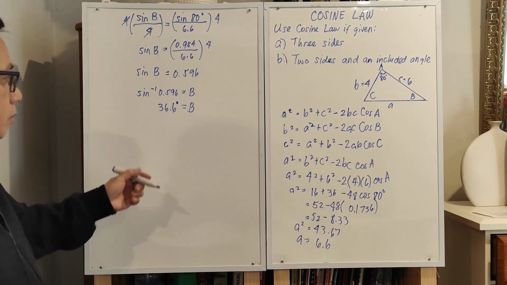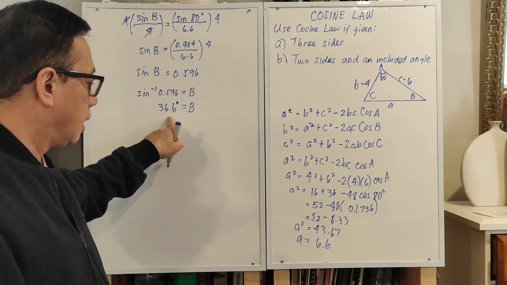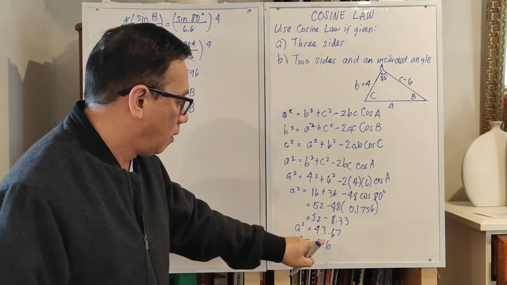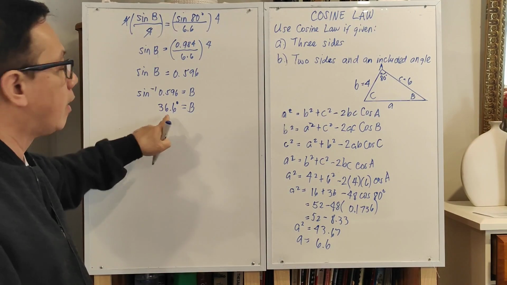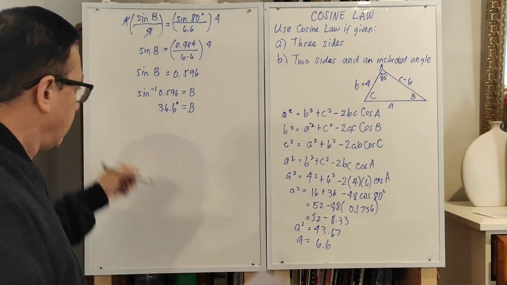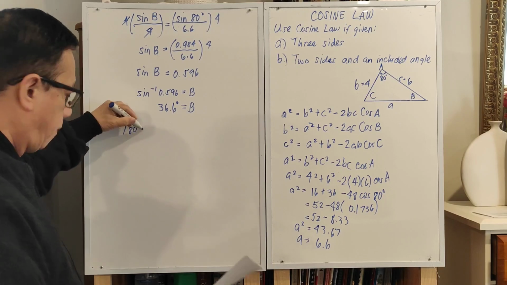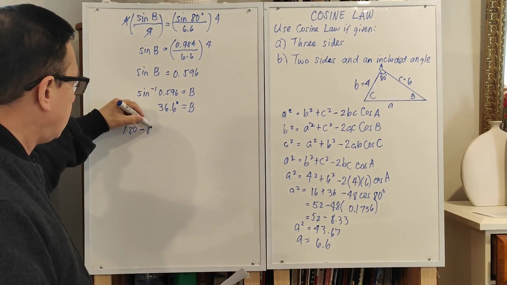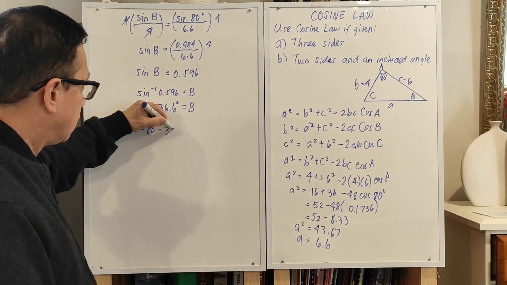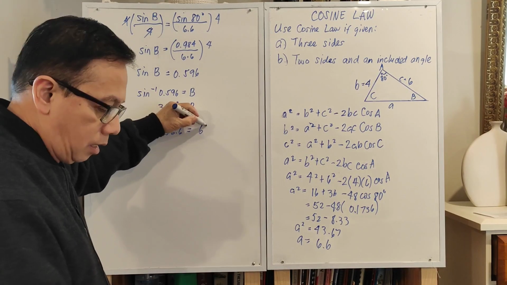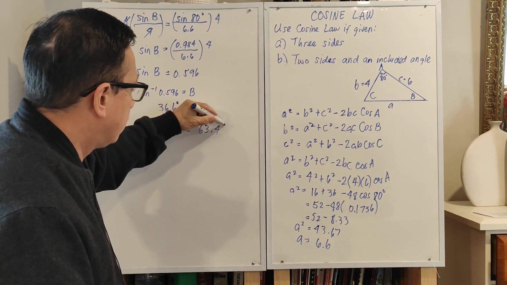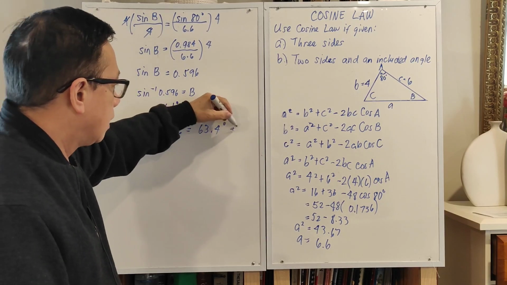Now, to get the final angle, we know that the total of the internal angles of the triangle is 180 degrees. So we just subtract this angle and this angle from 180 degrees. So 180 minus 80 minus 36.6 is equal to 63.4 degrees. So this will be your angle C.